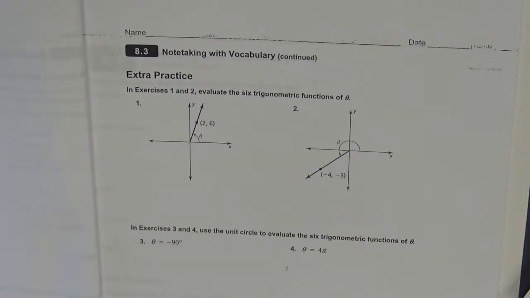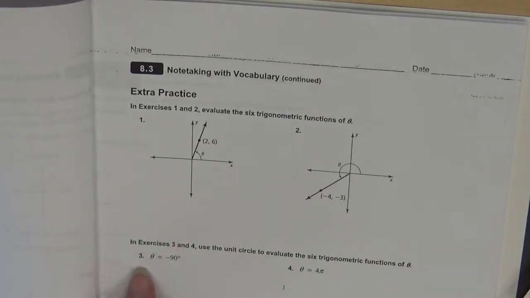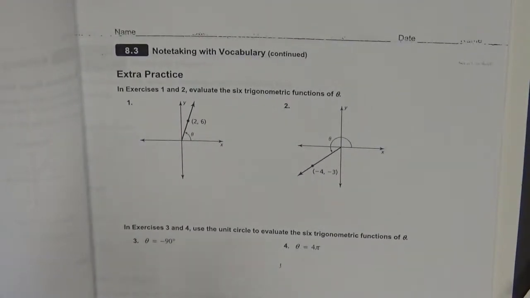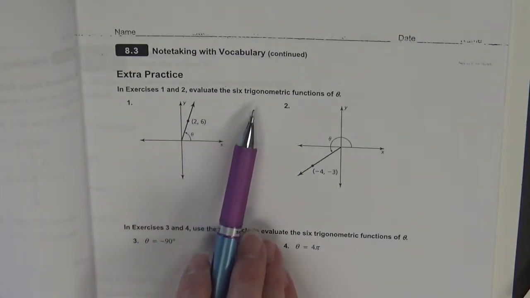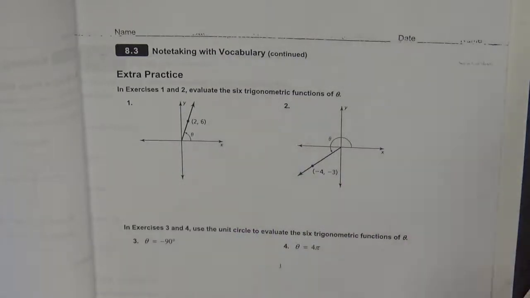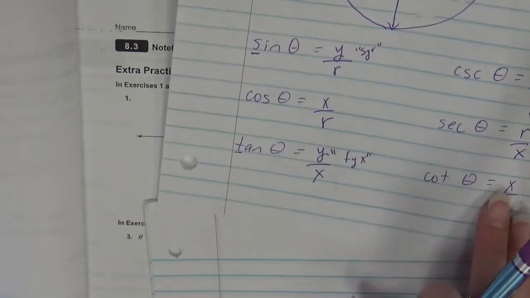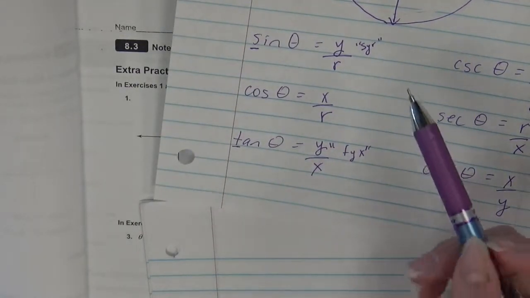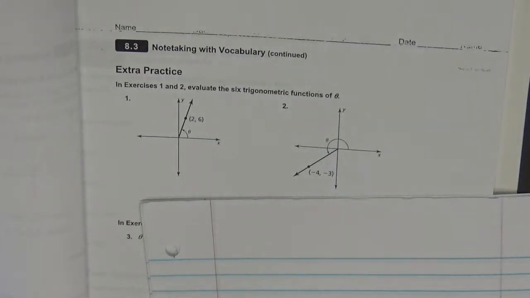So I'm going to the extra practice, 8.3 extra practice, and in the first video we're just going to focus on numbers 1 through 4. In exercises 1 and 2, evaluate the 6 trigonometric functions of theta. To do these, we need to use the definitions that we just found, the SOH CAH TOA and the reciprocals. I'm going to use that to help me out with these.